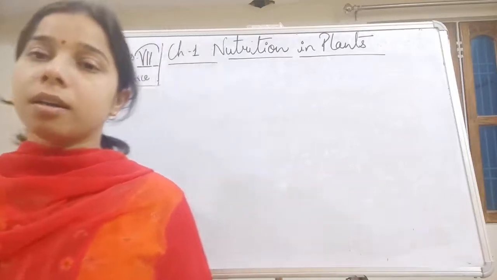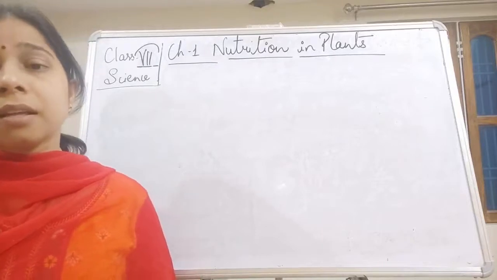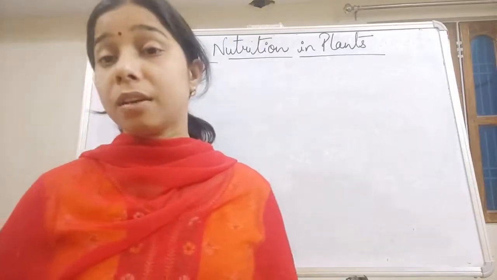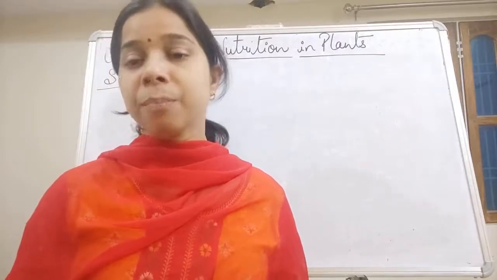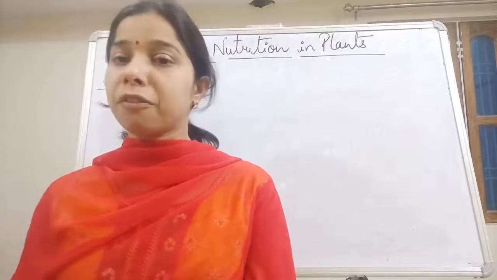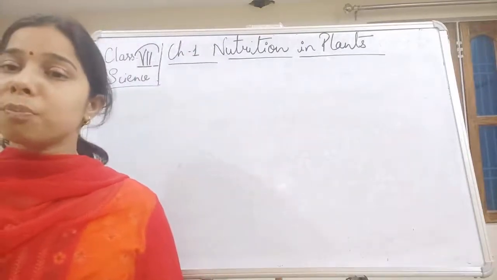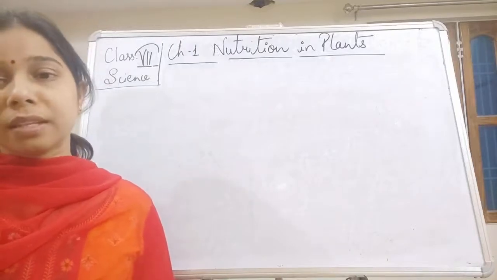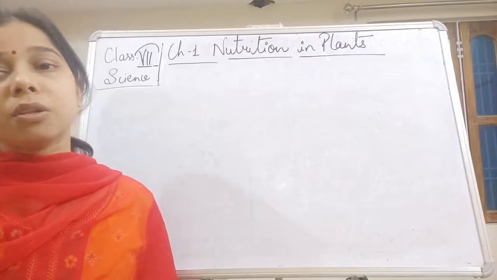If we talk about the autotrophic mode of nutrition, this is the mode of nutrition in which an organism obtains its food from the process of photosynthesis. So plants perform the process of photosynthesis in order to prepare their food, or in order to make their food.